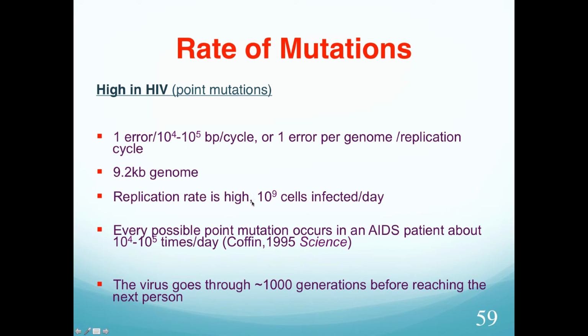They replicate themselves very much over the course of a single day. About 1 billion cells can be infected in a single day, and because there are so many HIV virions and such a high mutation rate, every possible point mutation will occur in an AIDS patient, and every possible one will occur 10,000 to 100,000 times per day. So viruses are extremely adaptable because they're able to experience every possible mutation thousands of times a day.